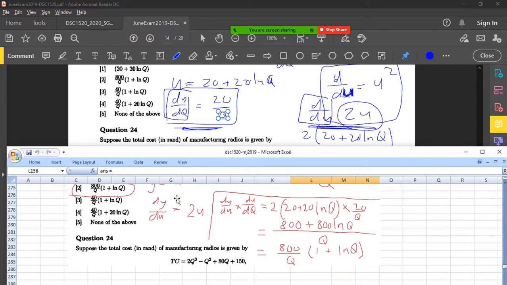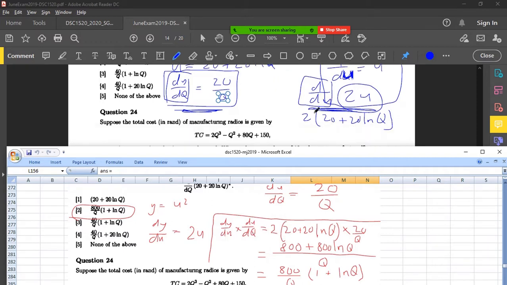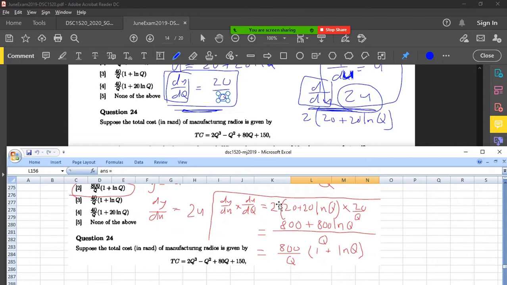I used y here. I just made this thing equal to y. It doesn't matter. If you get rid of the y, it's the same thing. So d over du times du over dq. Then obviously I'm cancelling. So I had this 2 times 20 plus 20 ln q, multiplied by 20 over q. That's what I've got there. Then I just followed that arithmetic. Multiply out, factorize, and then I got option 2.